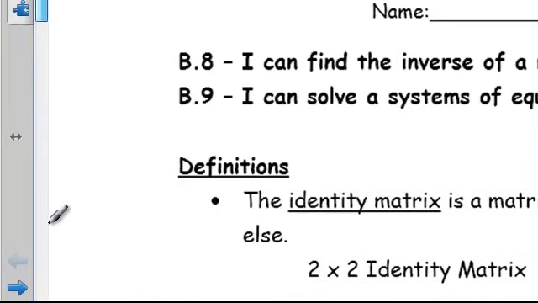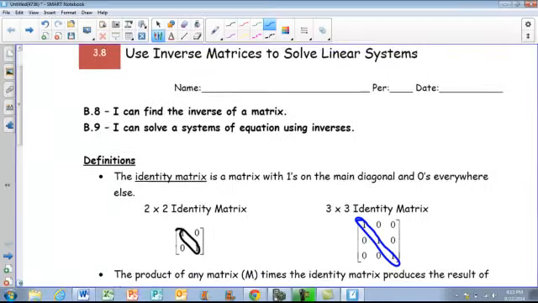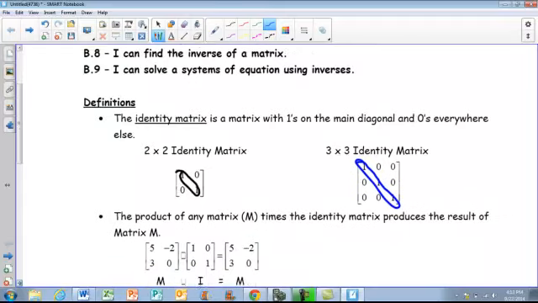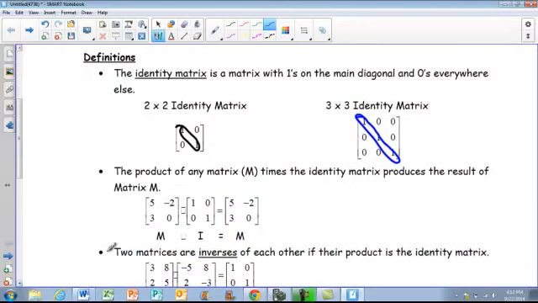The product of any matrix times its identity matrix will just result back in that matrix. So if you were to put these both in your calculator right now and multiply them together, you would get the original matrix back if you multiply it by its identity.